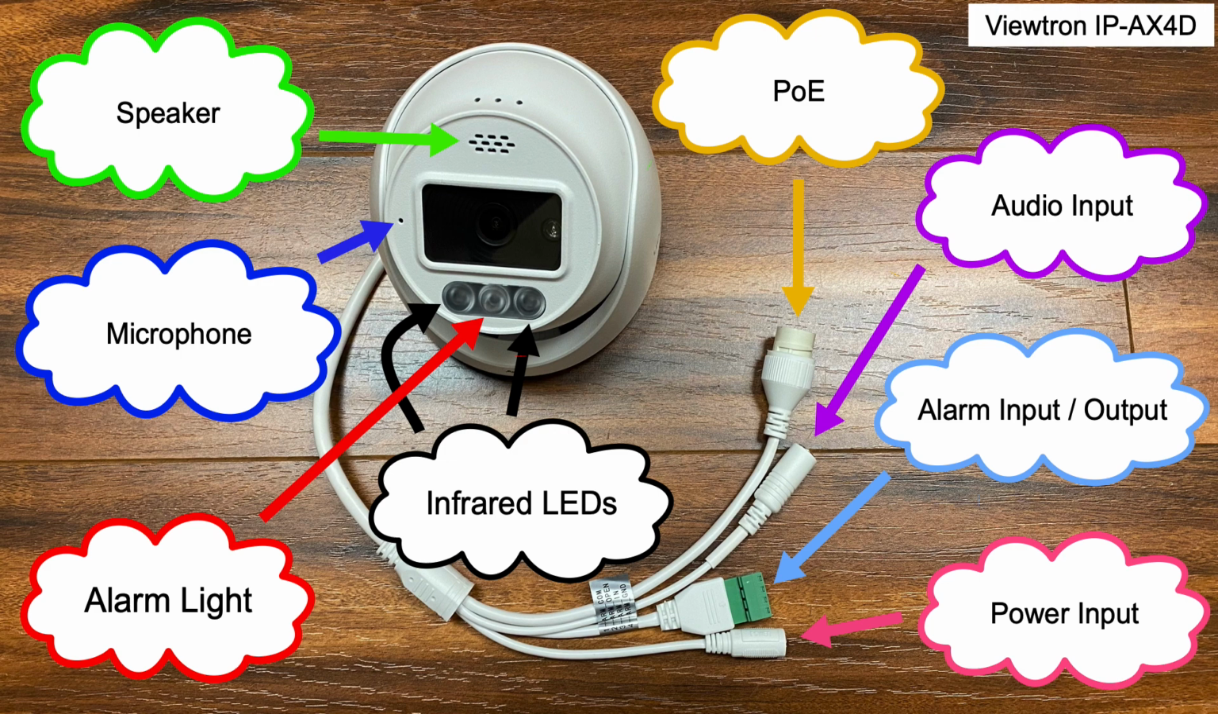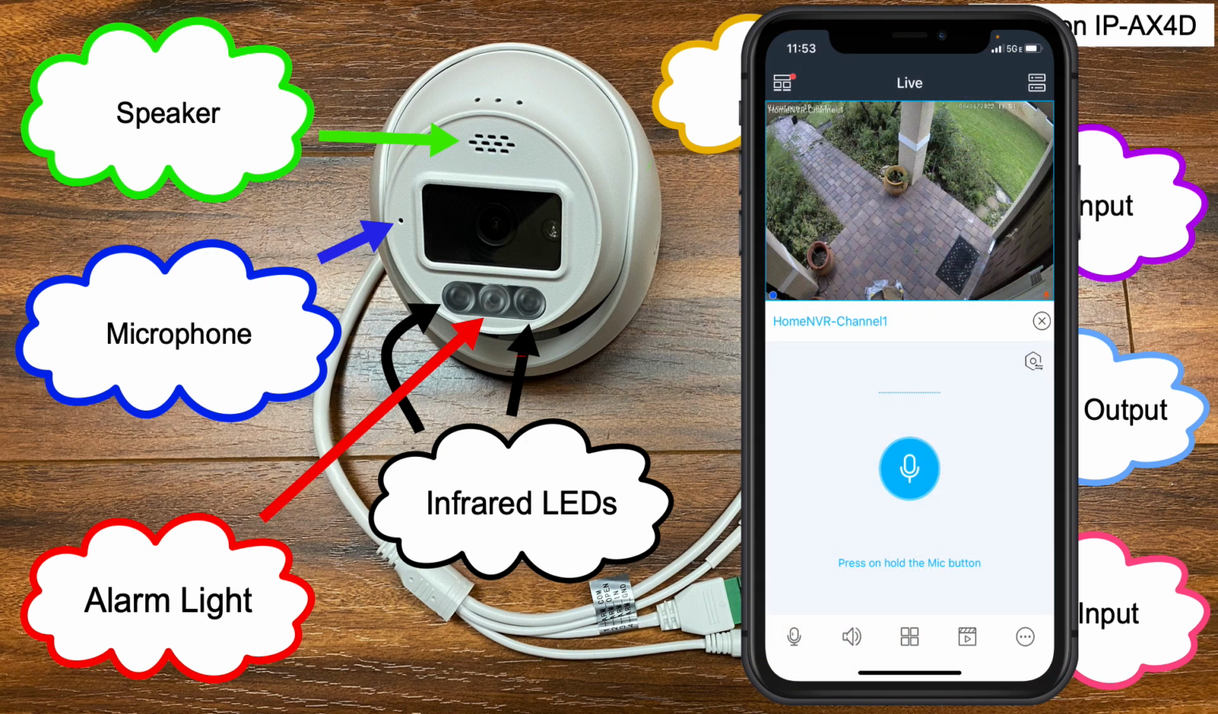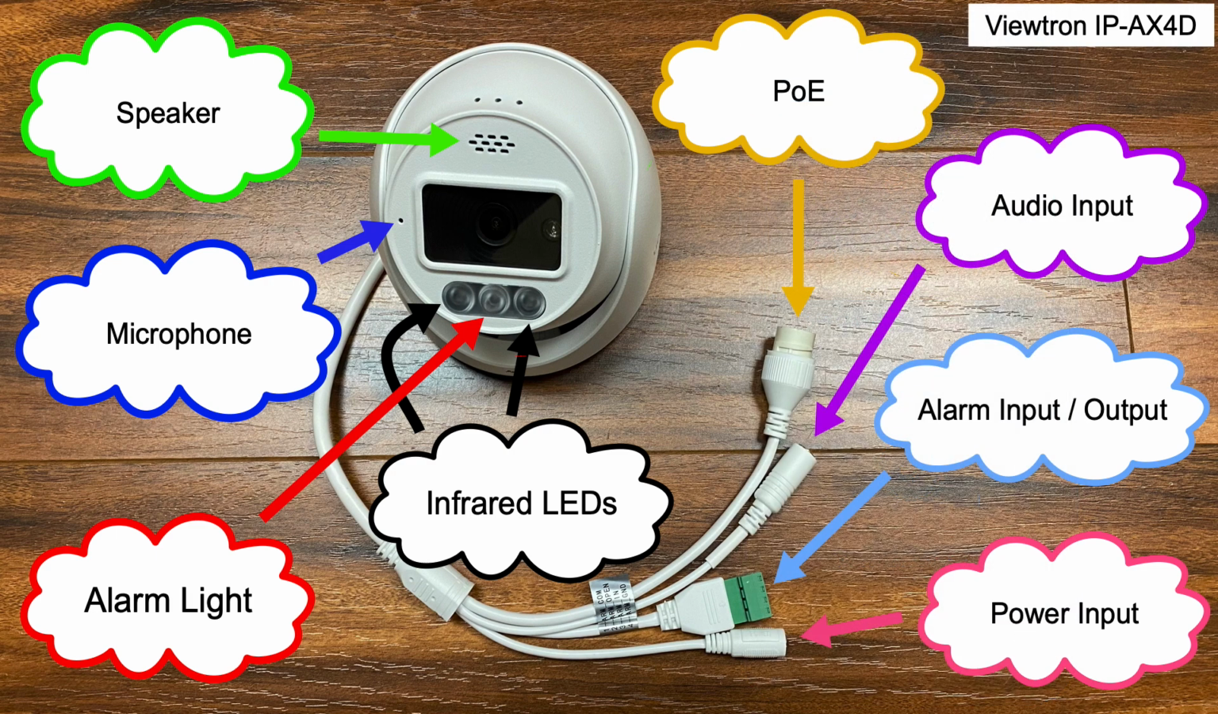So for example, if you want to get a push notification to the mobile app so you can log in and see why that alarm was triggered and then interact with the person that's there via two-way audio communication, you can do that. You can see that there's an alarm light in the middle, and that alarm light has three settings: low, medium, and high. It's actually a very bright LED, and it rotates between blue and red lights when it is triggered.